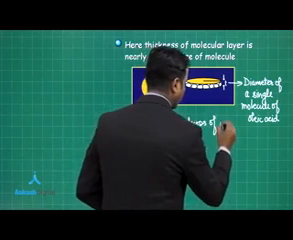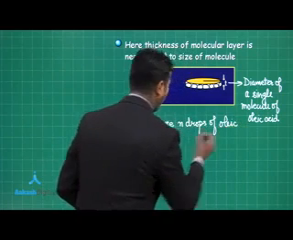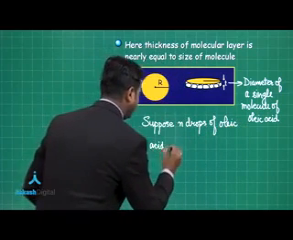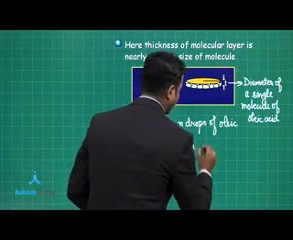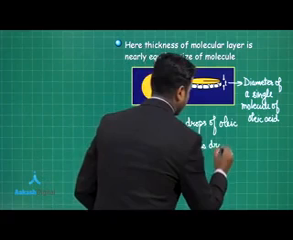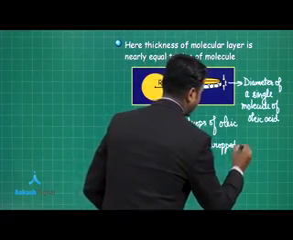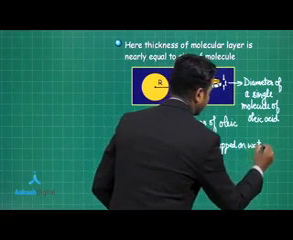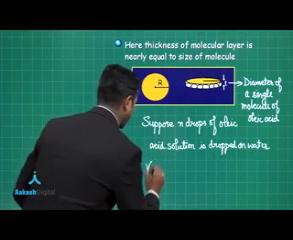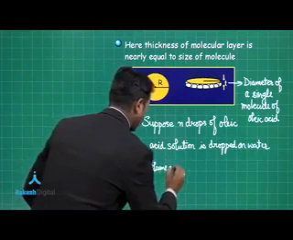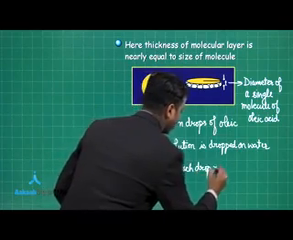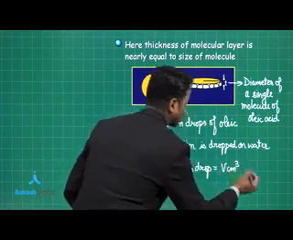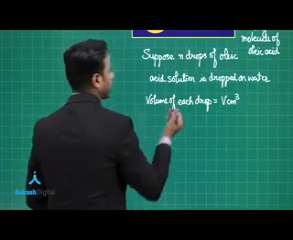n drops of oleic acid solution is dropped on water. So we can write down, volume of each drop we can measure by different methods. Volume of each drop is V centimeter cube and n drops are being dropped.